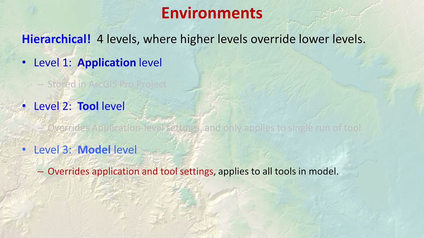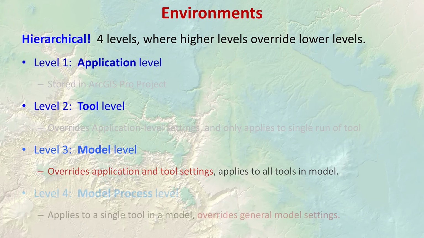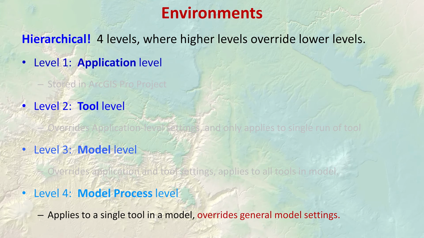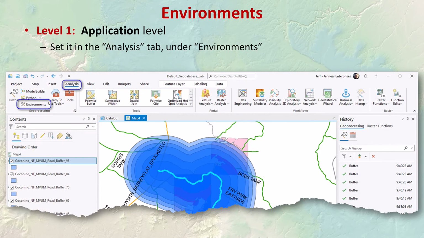Now, you can store it in a model, and we're going to talk about models soon, but the model itself can have an environmental setting, and then the tools within the model can have an environmental setting. Well, the tools within the model will override the model level settings. Now, to get to these settings and the application level settings, you get to it from the Analysis tab, then you go to the little Environments button.